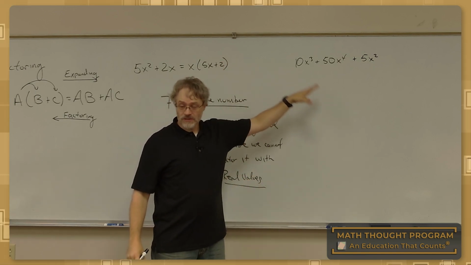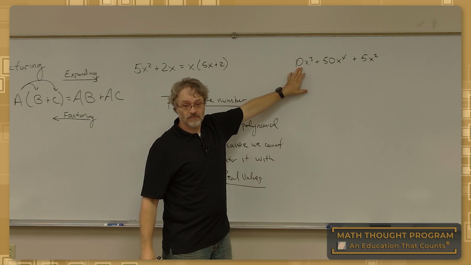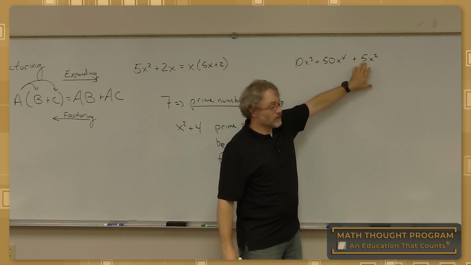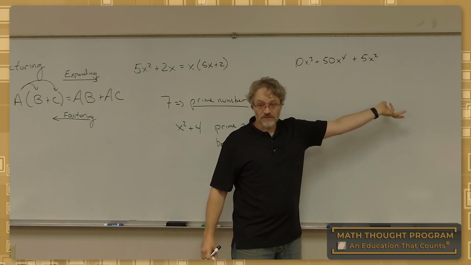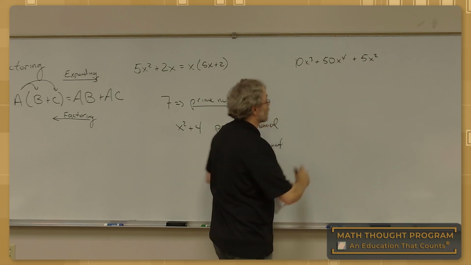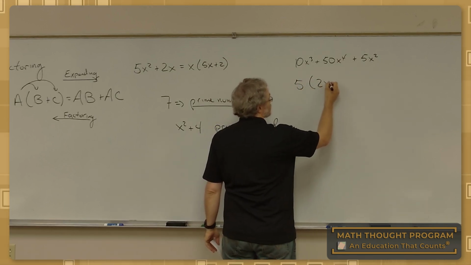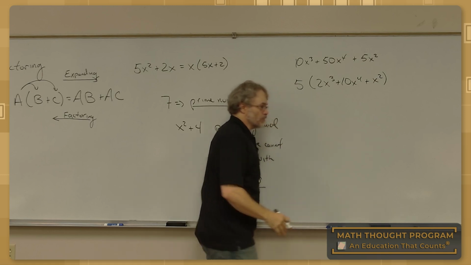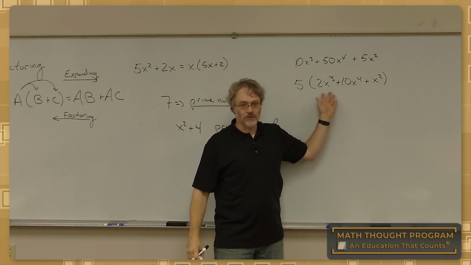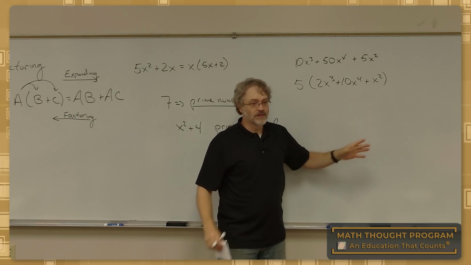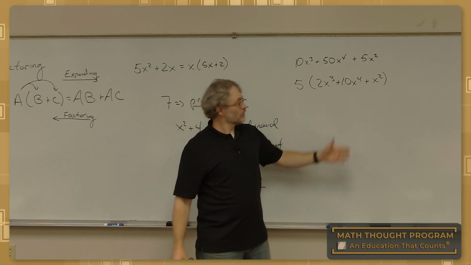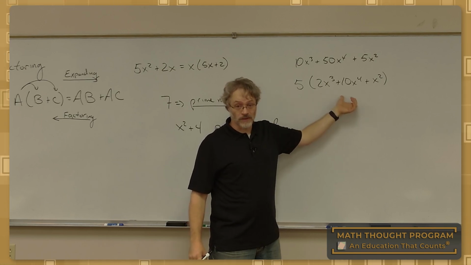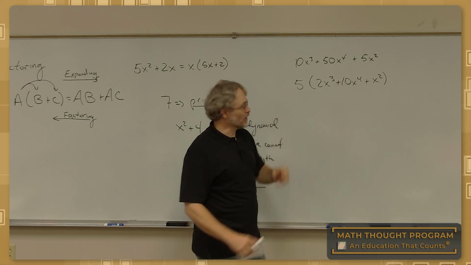I want to find common terms. Here I see I have a 5. 5 times 2 gives me 10, 5 times 10 gives me 50, and here I have 5. So I can take the 5, the constant, and pull it out. But this polynomial, it's not a prime polynomial. I can keep factoring it further. So when a problem says factor a polynomial, oftentimes what it's referring to is factoring it all the way, not just part of the way. So you want to completely factor it, yank everything out.